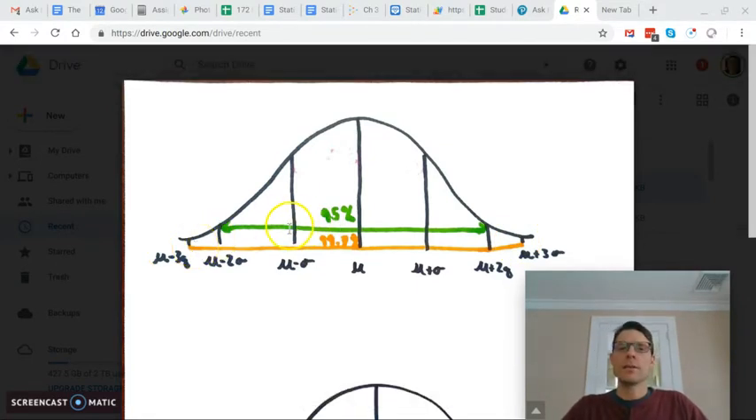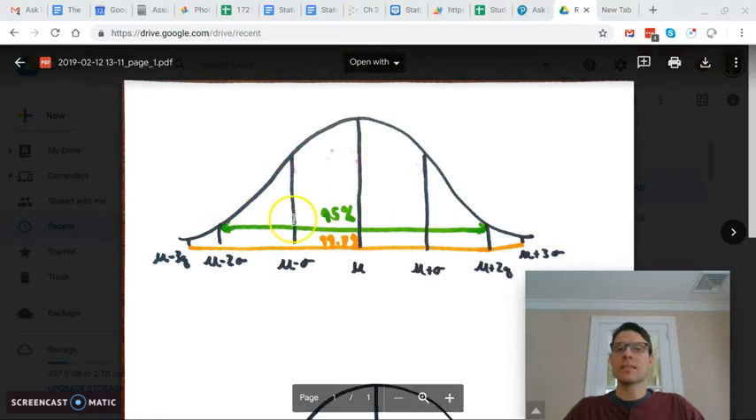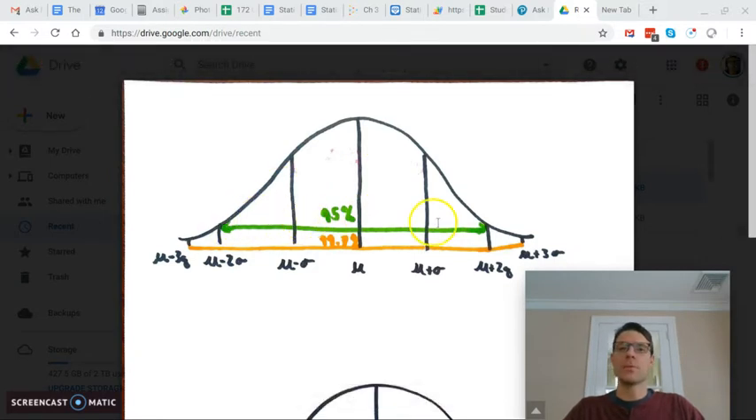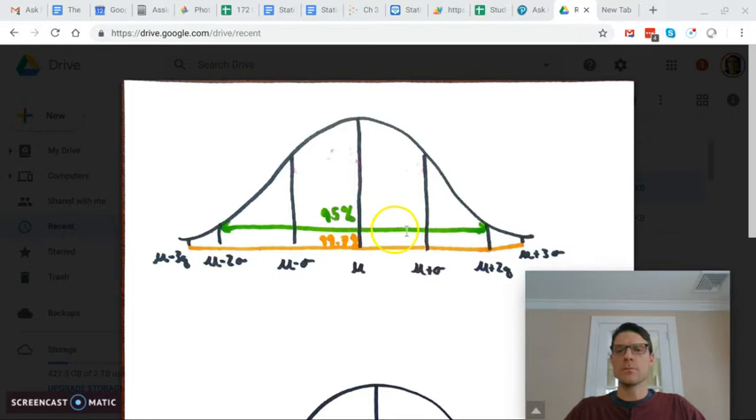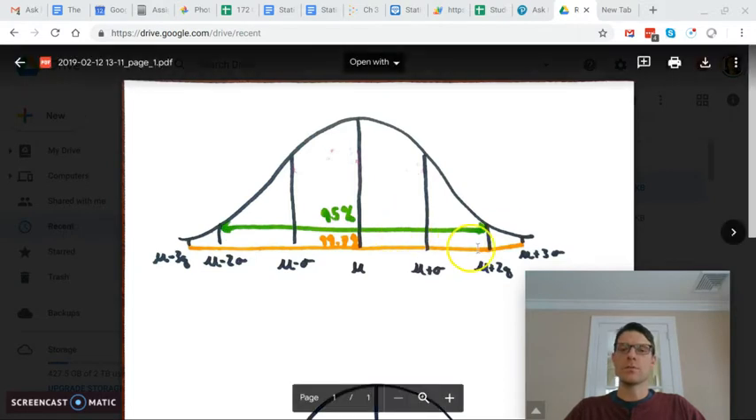And I think my picture might have erased this, but between 1 standard deviation to either side of the mean, you're going to get 68% of the distribution. Between 2 standard deviations, you get 95, so 95% of the people are going to fall within 2 standard deviations either way. And then 99.7 between 3 standard deviations.